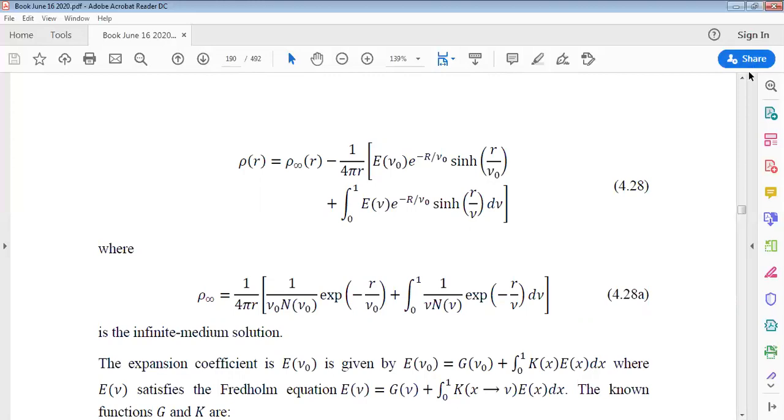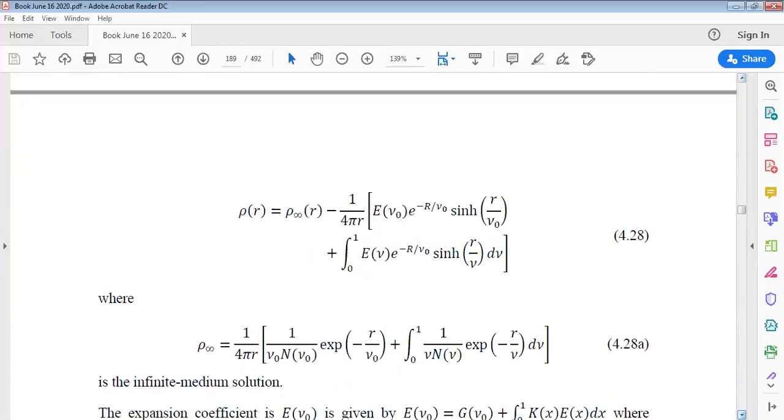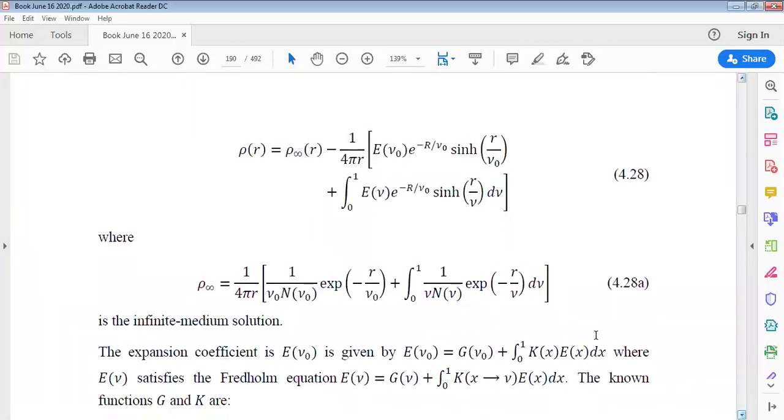So here is rho of r, and rho of r is the flux at r. This is the asymptotic value, and this is minus 1/4 pi r, with sinh and sinh functions. And you can again see the scaling over here. The asymptotic flux is given by this integral and by this term over here. So this is the infinite medium solution.